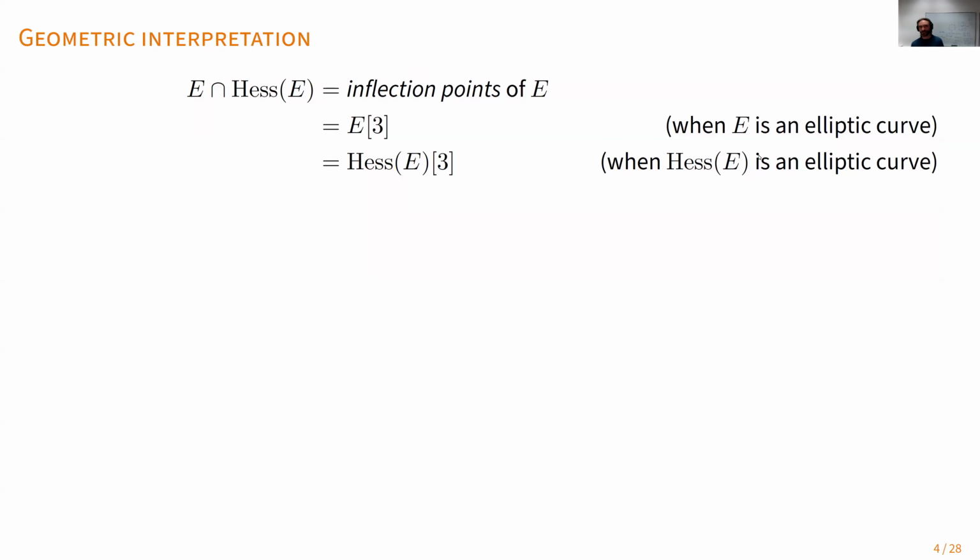What is the relation between an elliptic curve and, or more generally, a cubic and its Hessian? Well, the intersection is actually a set of inflection points of the object you started from, of the cubic you started from. And in the elliptic curve case, this will be exactly the three torsion of both objects when they are both elliptic curves, of course. We will soon see that it's often the case that if you start from an elliptic curve, you obtain another elliptic curve when computing the Hessian.